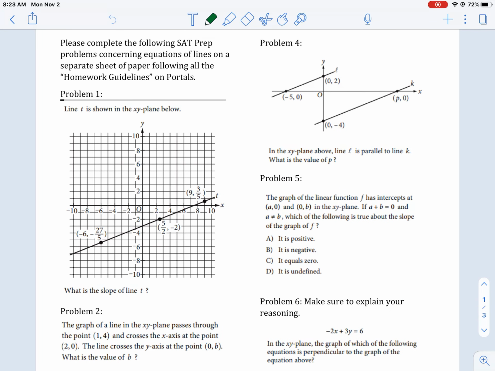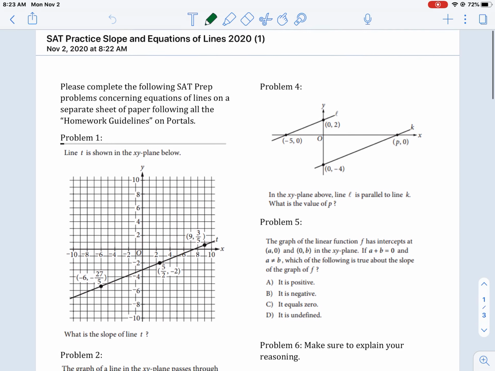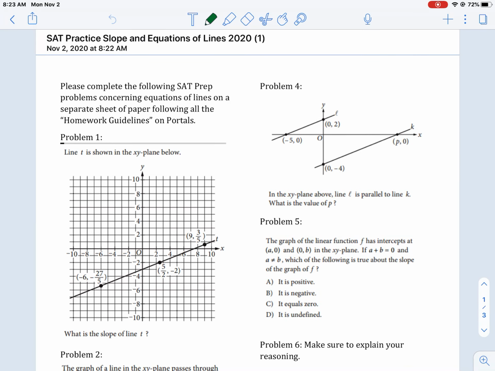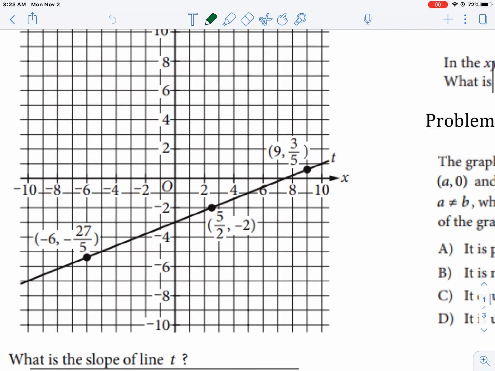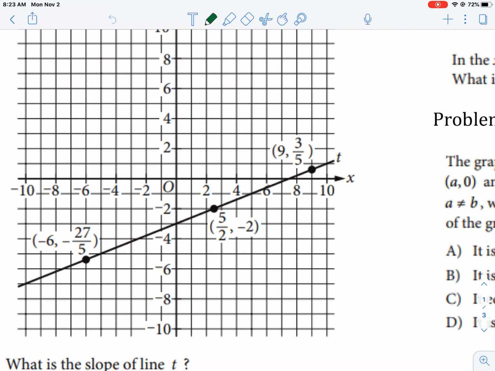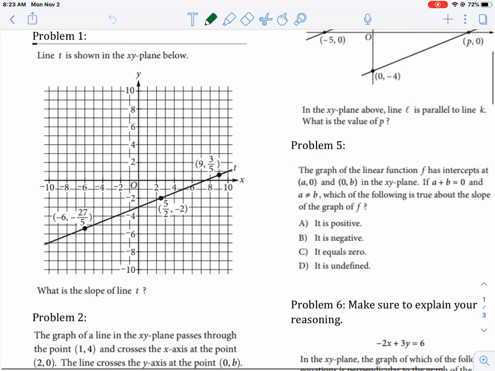All right, guys, so I'm just going to record the answer key for this SAT practice slope and equations of lines number 1, okay? Just because I want you to know how to do it, but it's going to take too long to try and do it individually. So this first one, line T is shown in the plane below.